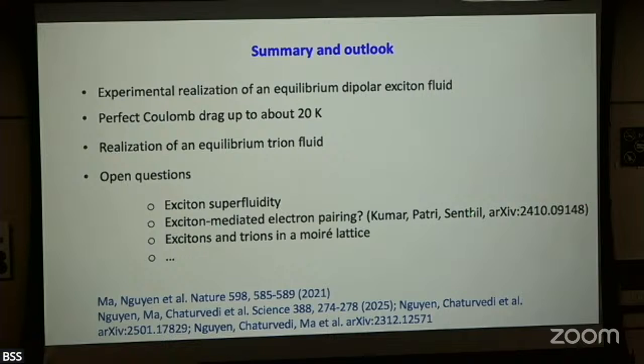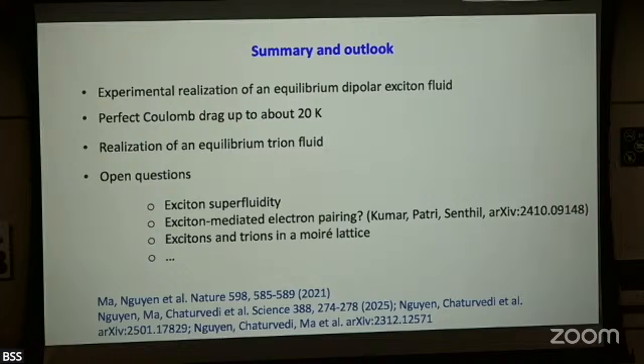There's some theoretical paper predicting exciton-mediated electron pairing for superconductivity, an interesting pursuit. Can we put these excitons or trions in a lattice? Now we can study bosons and Bose-Fermi mixtures in a lattice. And this is something the AMO community studies quite a lot, when they put atoms in optical lattices.